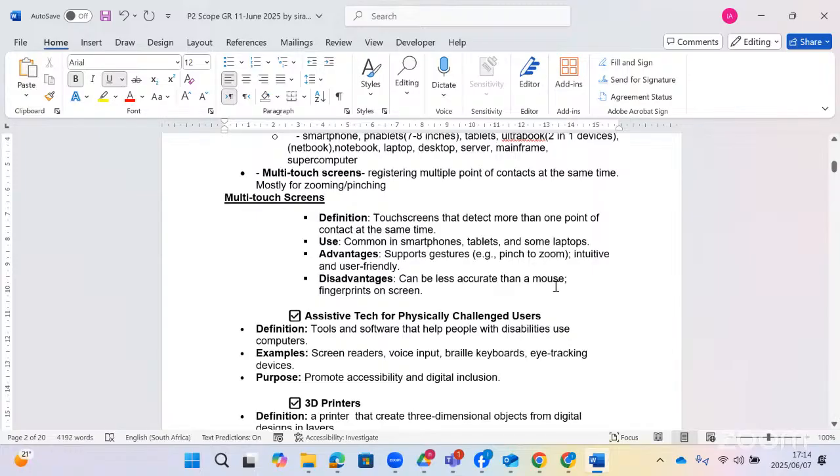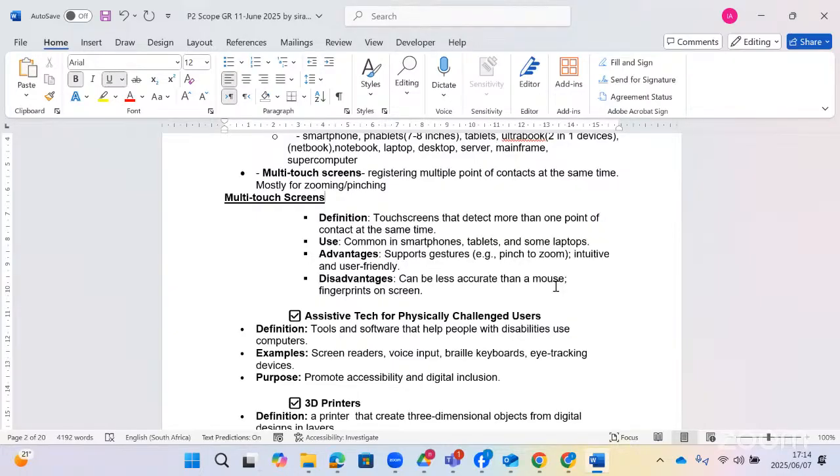And then also the advantages, they support what? Different gestures like pinch to zoom, and then also intuitive and user friendly. So if we ask you to give advantages of a touch screen or multi-touch screen, these are the advantages.